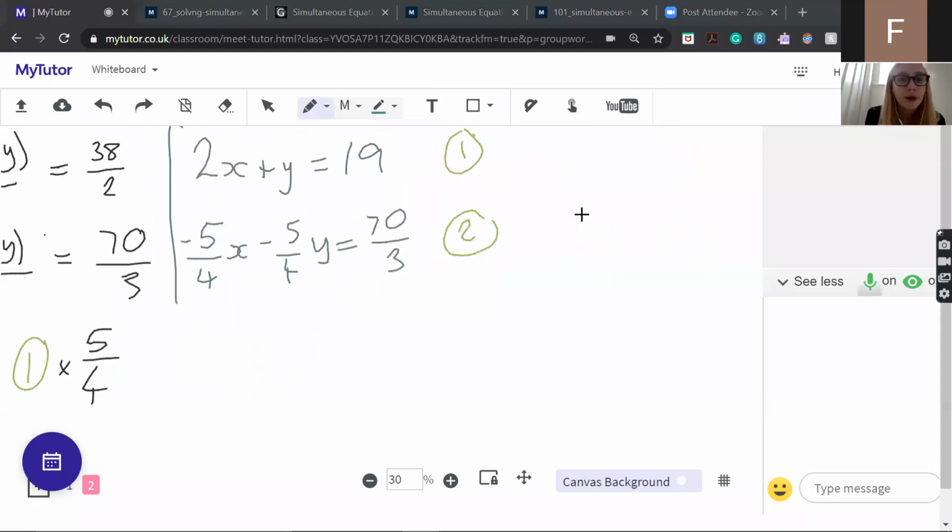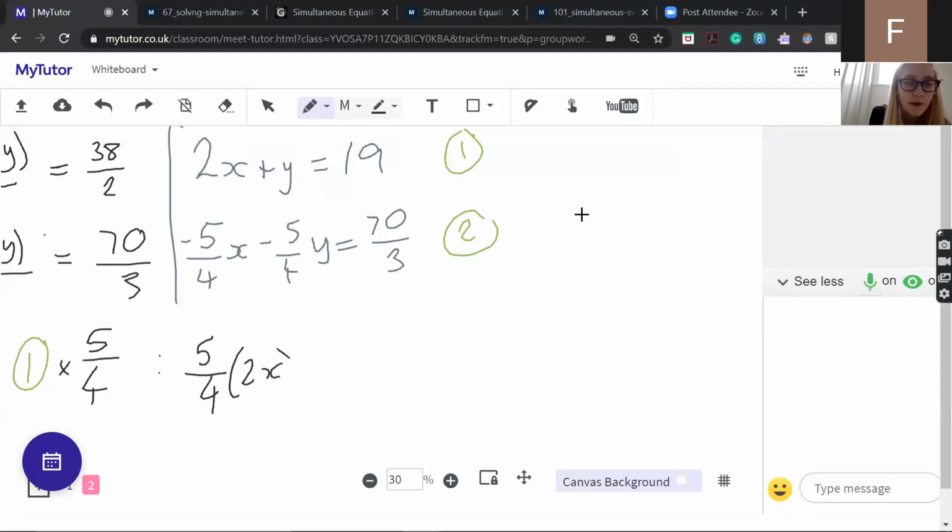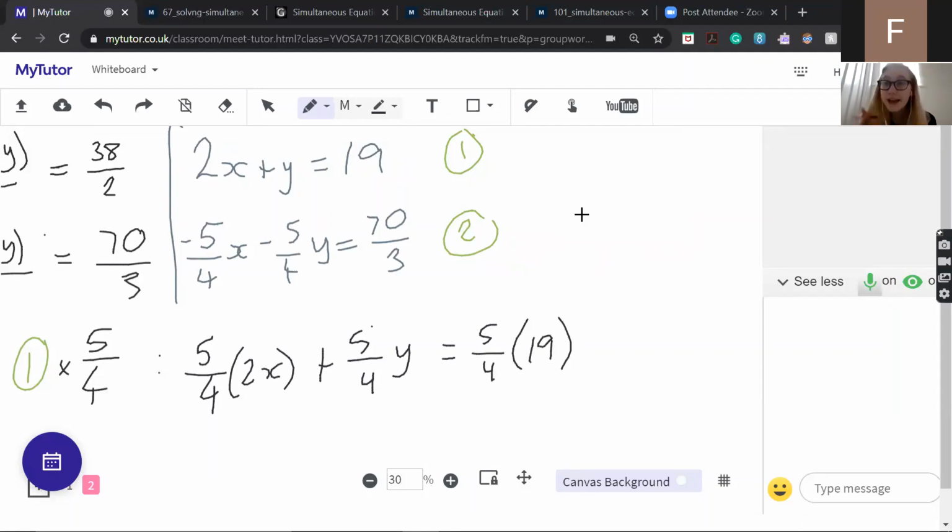Cool. So yeah, I'm going to do this multiplication here. So this first equation times 5 over 4. Well, 2x times 5 over 4. You know what? I'm actually going to do it in a bit more steps because I know that fractions can be a bit confusing. So all that means is 5 over 4 lots of 2x plus 5 over 4 lots of y equals 5 over 4 lots of 19. So I really have just written 5 over 4 in front of everything. I've just multiplied everything by 5 over 4.